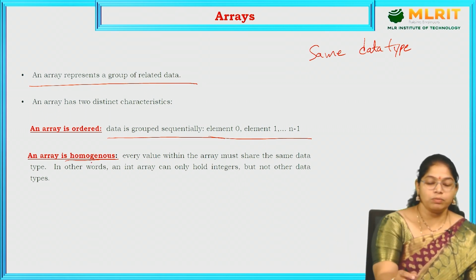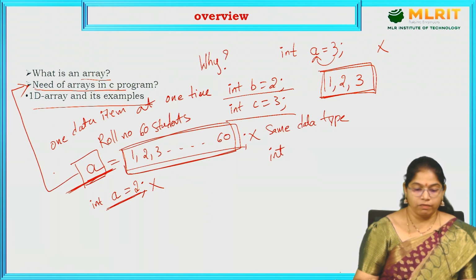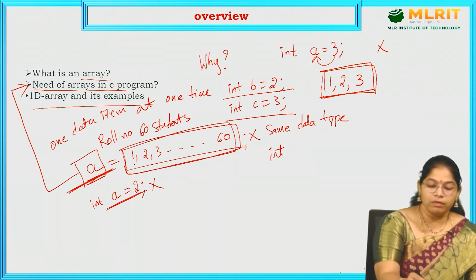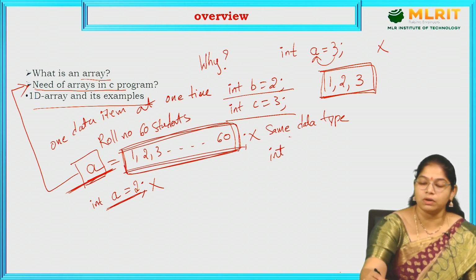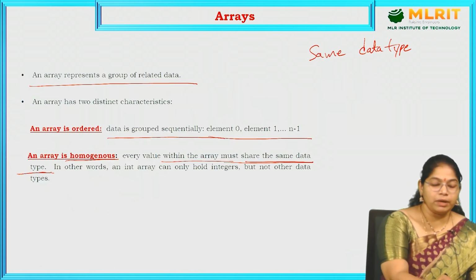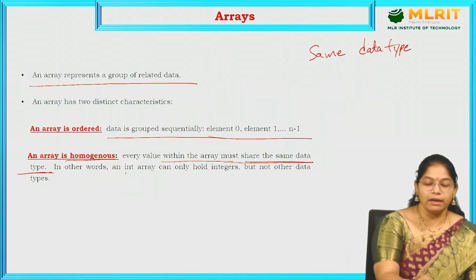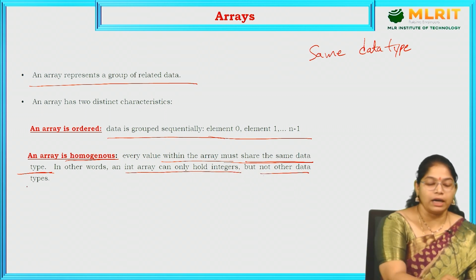An array is homogeneous. Every value within the array must share the same data type. If we consider here I chose the roll numbers of 60 students. All the 60 students' roll numbers are of type integer, so they can share the same data type. In other words, an integer array can hold integers but not other data types.